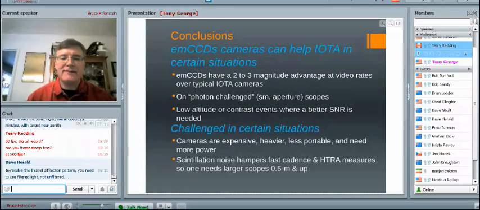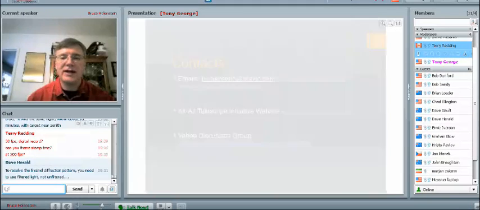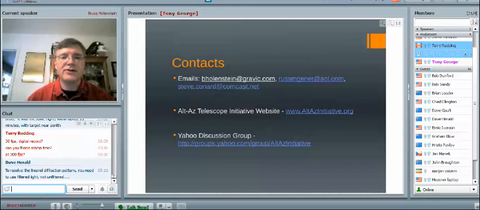And in any case, what we've expected and we've shown is that scintillation noise hampers our fast cadence and high time resolution measures. So one really needs larger scopes that are half a meter or larger if one is going to try and effectively go after diffraction patterns. At least that's what we expect. So that's the talk. The very last slide just has our contact information on it.